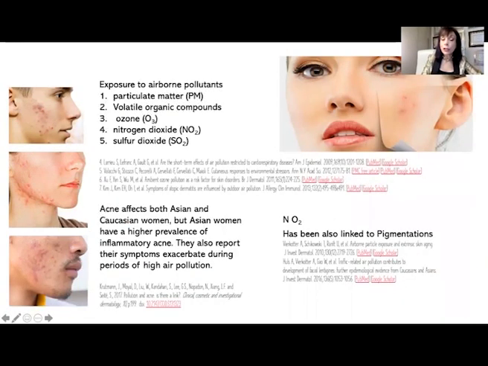Acne affects both Asian and Caucasian women, but Asian women have a higher prevalence of inflammatory acne. They also report that their symptoms are exacerbated during periods of high air pollution. And these are the references associated with this.